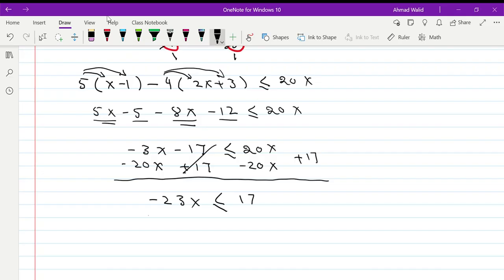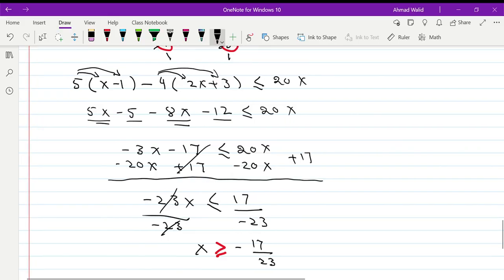Now divide both sides by negative 23. These two cancel out. X, I know, I'm a good student. I divide by a negative number, I'll flip the symbol of the inequality, and my answer is x greater than or equal to negative 17 over 23.